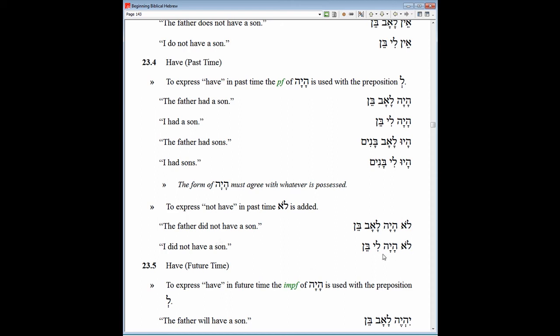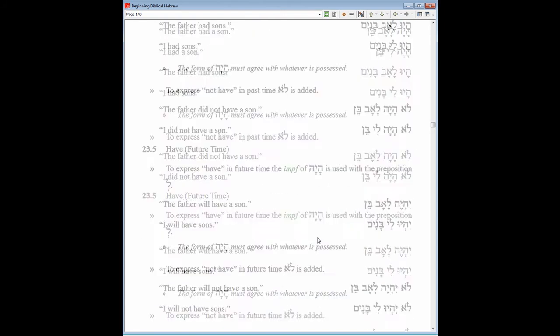Lo haya li ben. So, not there was to me a son. Again, if we take lo off, it's there was to me a son. I had a son. If we negate it, well, I didn't have a son. Again, that's all we're doing here. It just sounds awkward when you go through it literally, but go through it literally, think about what it's actually saying, and then render that into comprehensible English.